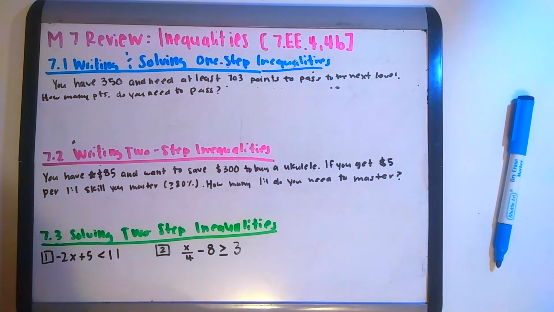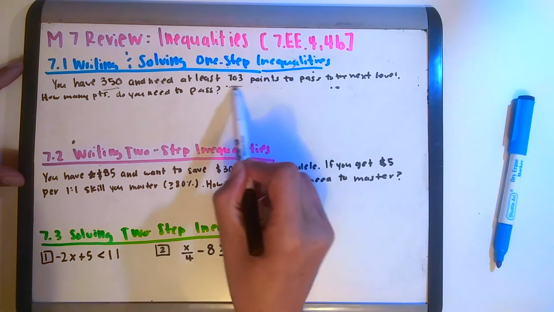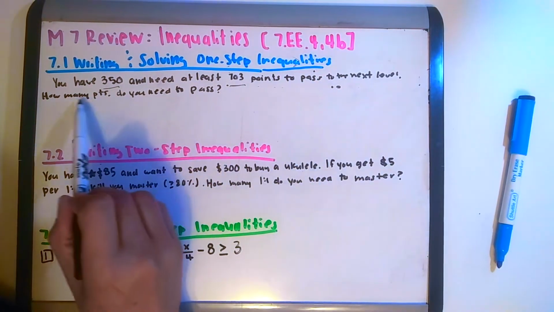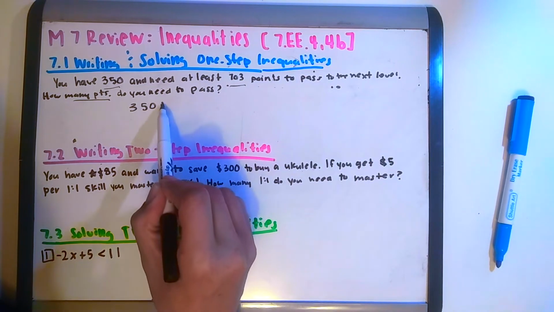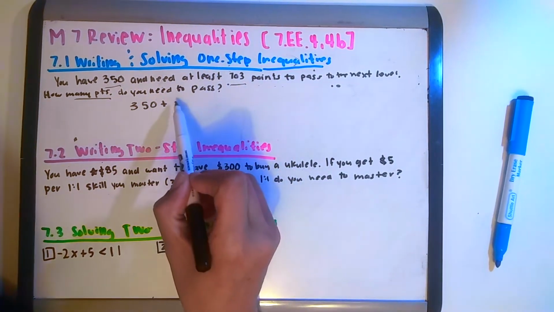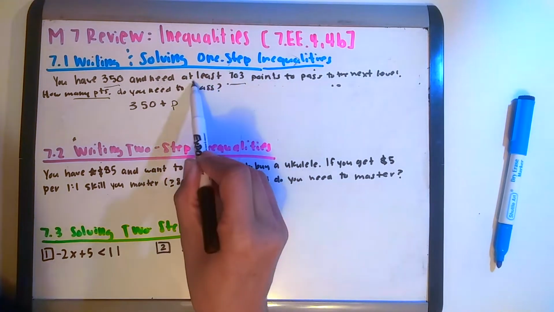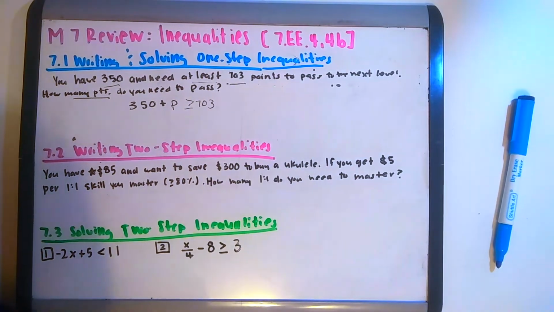It says you have 350 points and you need at least 703 points to pass to the next level. How many points do you need to pass? So we need to write an inequality. You already have 350 and you want to get to this. So we want to see how many you need. That's the question. So you already have 350 and then I'm going to say plus, because that's how many you need. I don't know what you need. So I'm going to use plus P for points. And you need at least, so that will be greater than or equal to 703. So that's how we write that inequality.